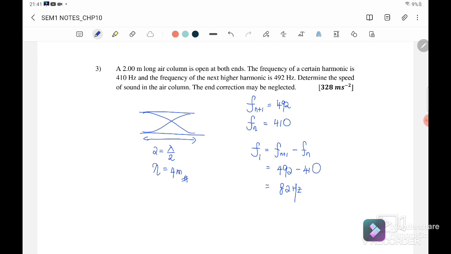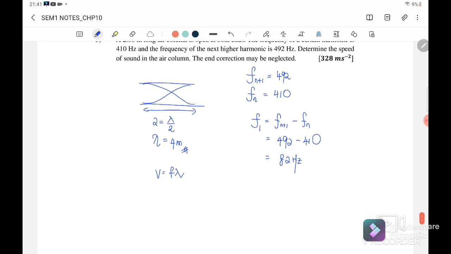When we want to find the speed of the sound, we know that v is equal to f lambda. So we can substitute f is equal to 82 and lambda is equal to 4. So the answer for the speed of the sound in the air column is equal to 328 meter per second.